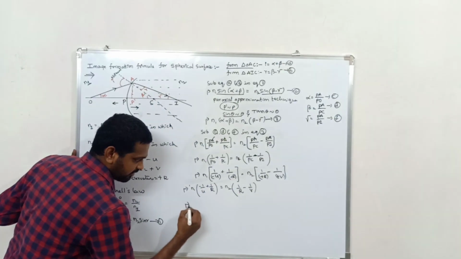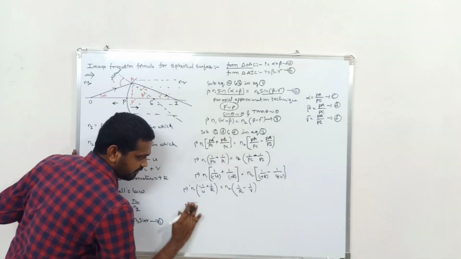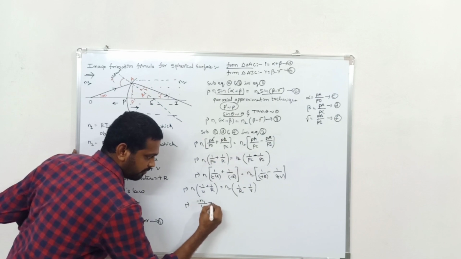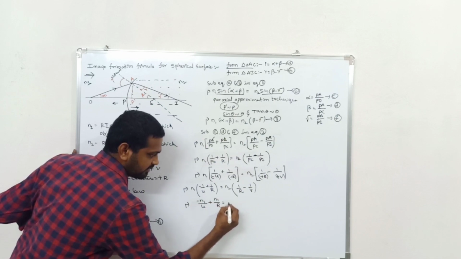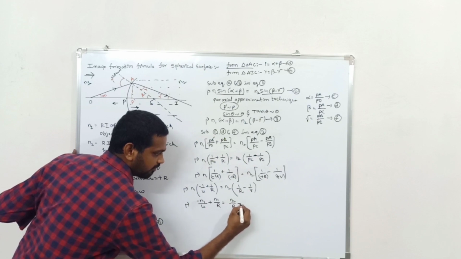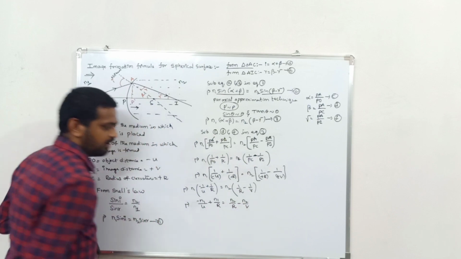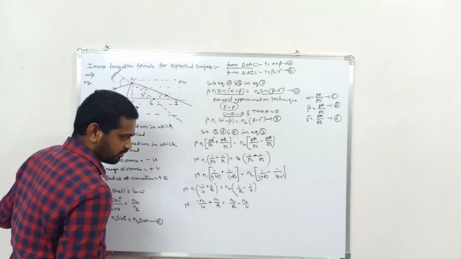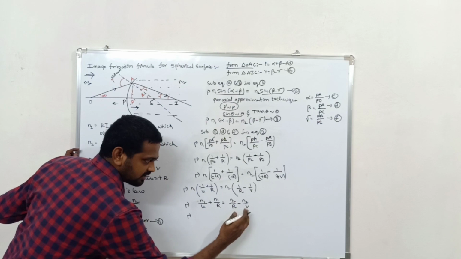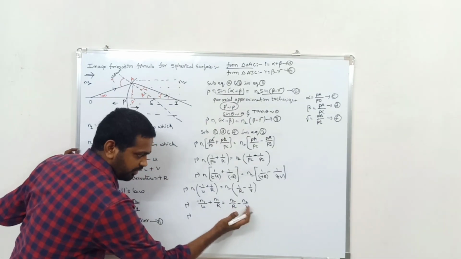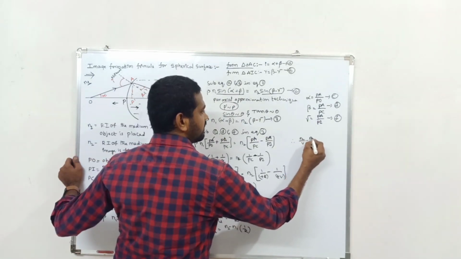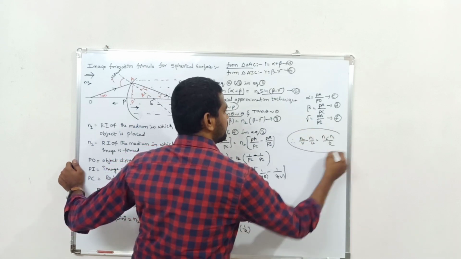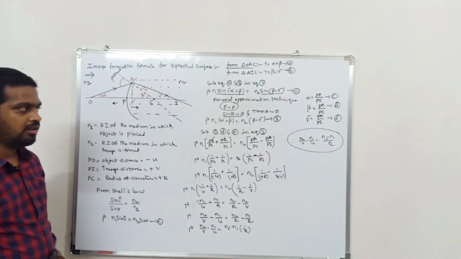I am expanding the terms: minus n1 by u plus n1 by R is equal to n2 by R minus n2 by v. Now I am bringing R terms to one side and the remaining terms to another side. At the RHS side you have minus n2 by v. If at all you bring it, n2 by v minus n1 by u is equal to n2 minus n1 by R. This is the equation for spherical surfaces.